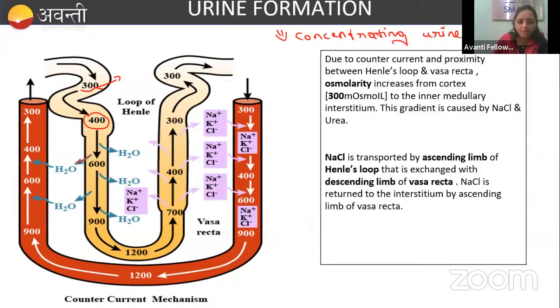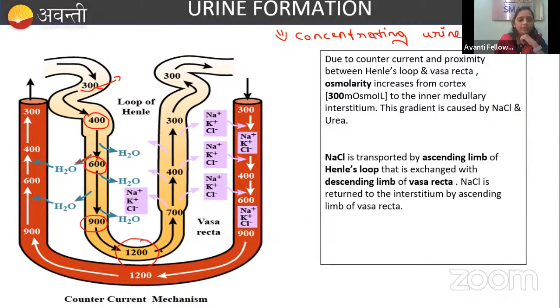That's why the osmolarity changes to 600. Again, water is removed from the descending limb of the loop of Henle, and the concentration increases to 900. Then again water is removed, and the concentration reaches 1200 osmol. Remember, guys, it reaches 1200 osmol concentration. So now you can see only more salt is there, right? That is the sodium chloride and the potassium.